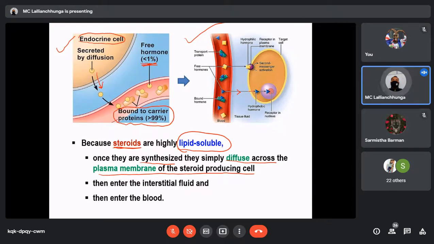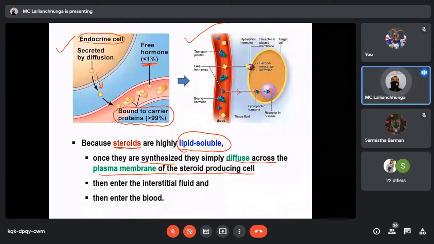Up to this point I have written here, but at the peripheral level also the same thing takes place. It will escape out of the capillary by detaching itself from the carrier protein.